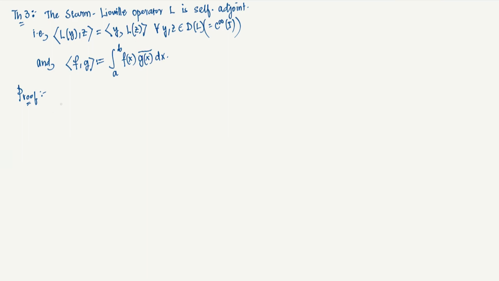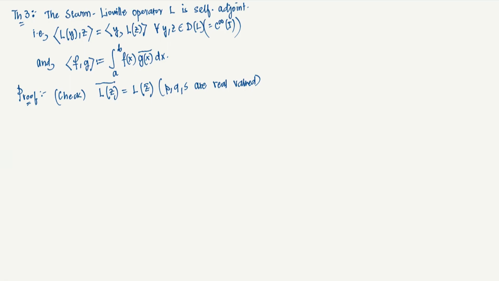So now let's look at the proof. First of all, you do have to check this very simple thing, that the bar of L of z is nothing but L of z bar. Yes, this is true. Why? Because P, Q and S are real valued in our case. So this particular thing is of course true. Please check it. This is just a one-line thing. Very, very simple to check.